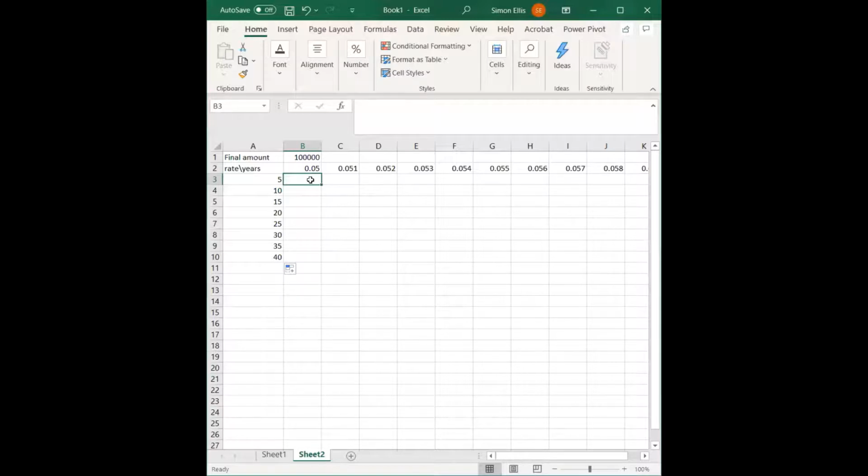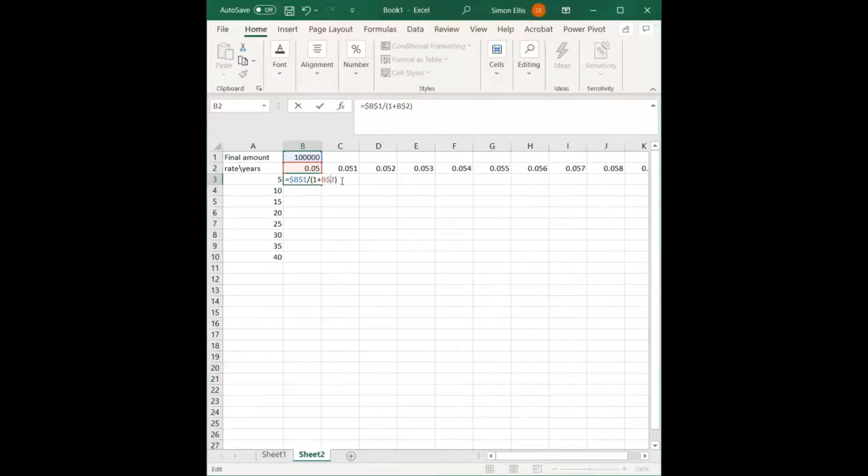All right, so we want to say this is equal to the future amount, but that number doesn't change, so we'll put a dollar sign in both locations, right? And that's going to be divided by parentheses 1 plus the rate, parentheses. Okay. Now the rate is always going to be in the second row, but the column changes, right?